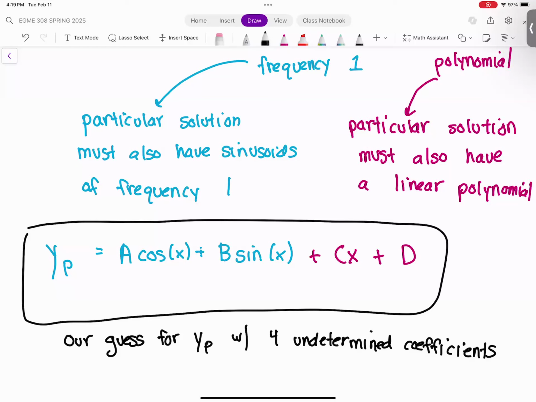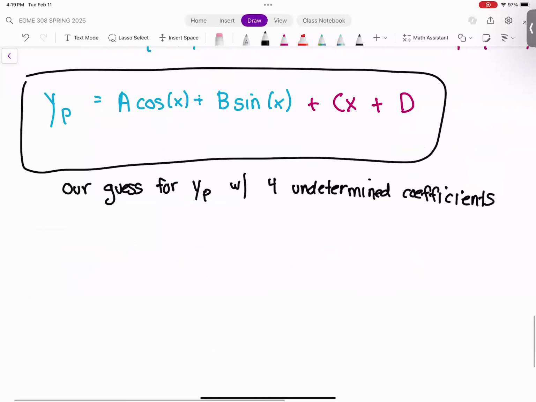All right, question for the chat. So even if we have multiple trig functions, we still just use a cosine plus b sine? Yes, correct. Now you have to be careful though. If you have multiple trig functions that are different frequency, you need to include all terms of those frequencies. So actually, let me give you an example. This is an example within an example.